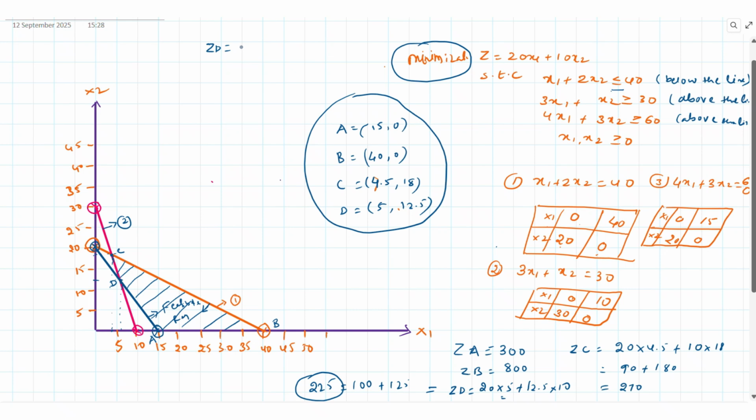Then I will write Z minimum is equal to ZD, and the value is 225. The coordinates for this are x1 is 5 and x2 is 12.5. So this is the answer for this minimization problem.